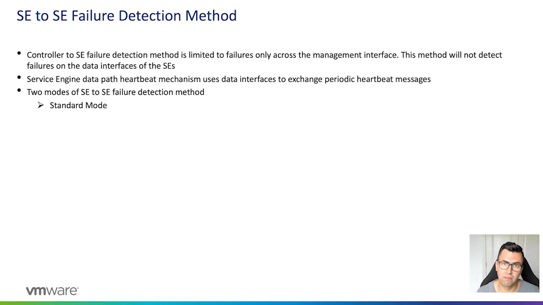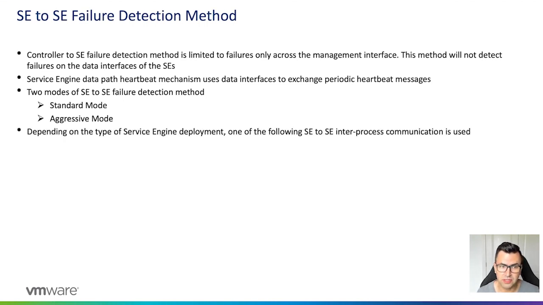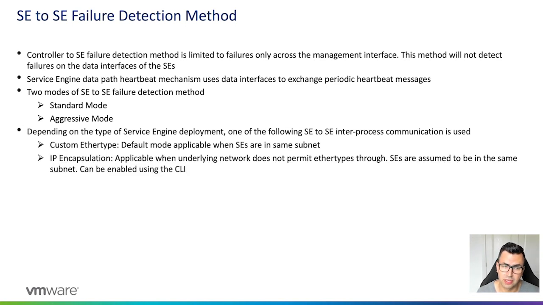We have the standard mode and the aggressive mode. Depending on the type of service engine deployed, one of the following SE to SE inter-process communication methods is used. We have the custom ether type. This is the default mode applicable when the SEs are in the same subnet. In some environments, the ether type is not supported, so we have to use IP encapsulation. The SEs are assumed to be in the same subnet, and this can be enabled through a CLI. And we have the last one, the IP packets, that are applicable when the SEs are in different subnets.